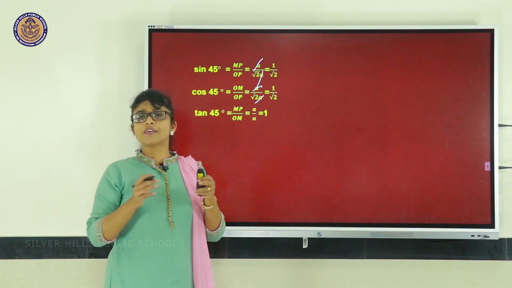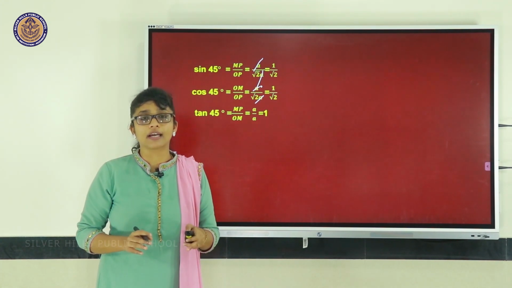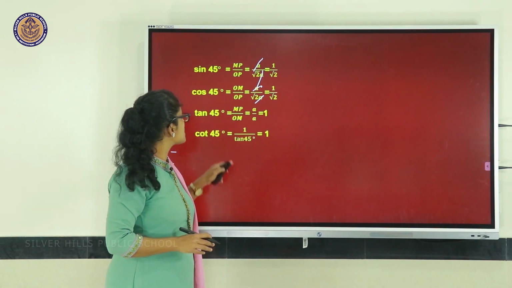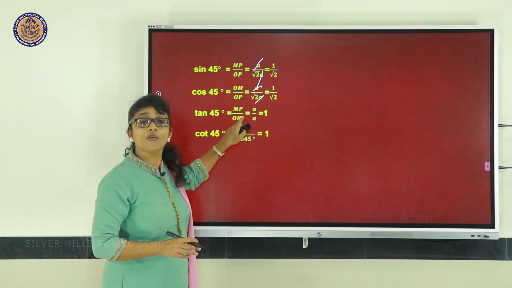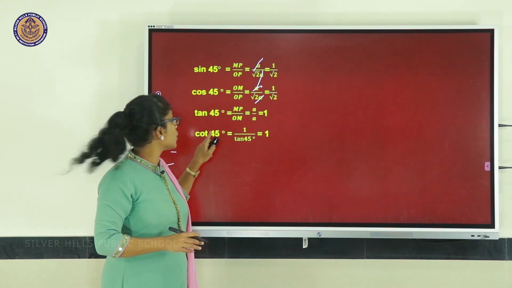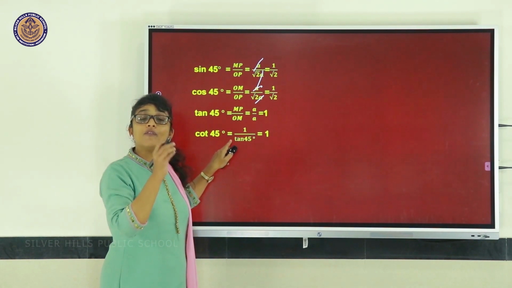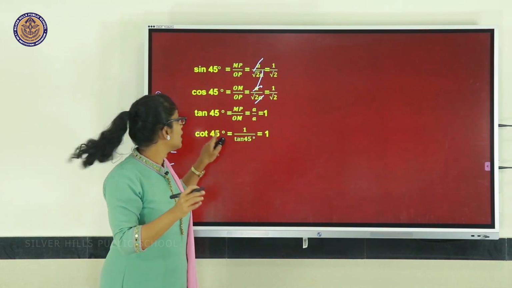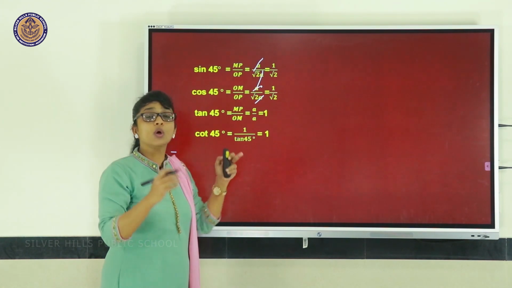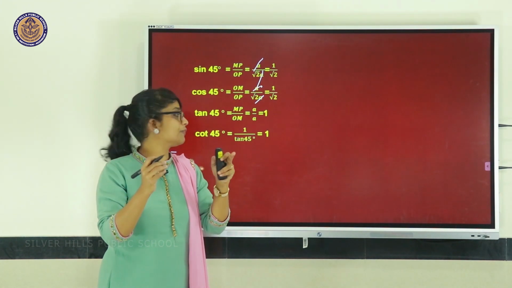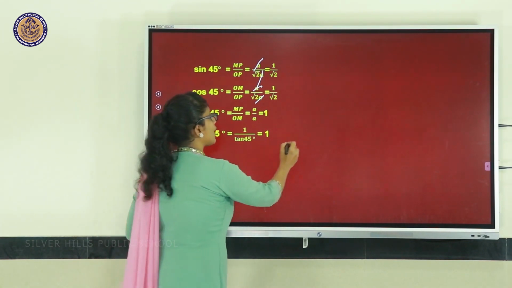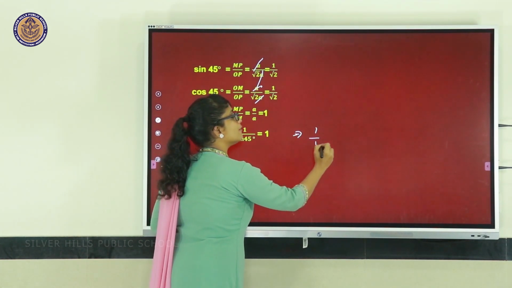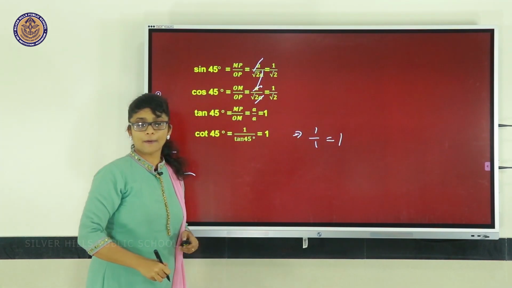In the last session, we studied reciprocal relation. So, next is cot 45. It is the reciprocal of tan 45. So, cot theta equal to 1 by tan theta. Cot 45 equal to 1 by tan 45. That is 1 by 1. Tan 45 is 1. So, 1 by 1 it is equal to 1.